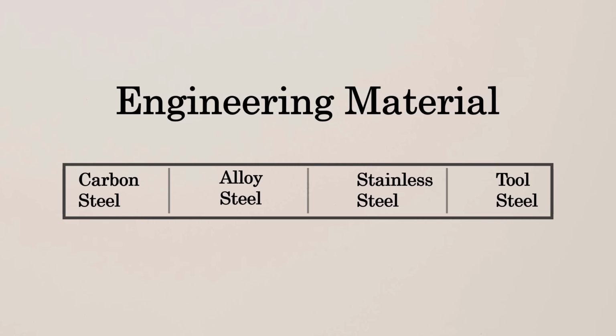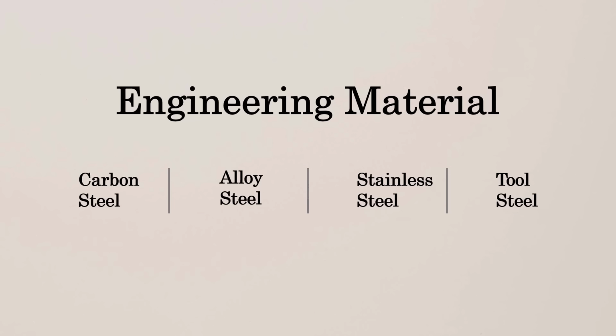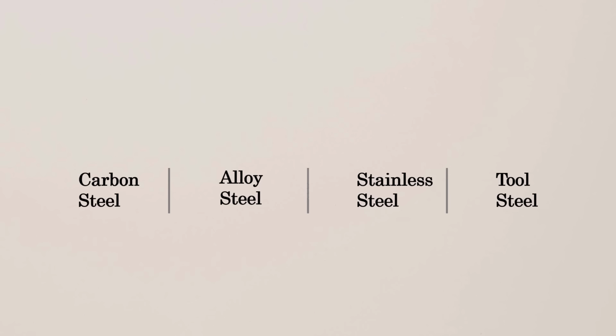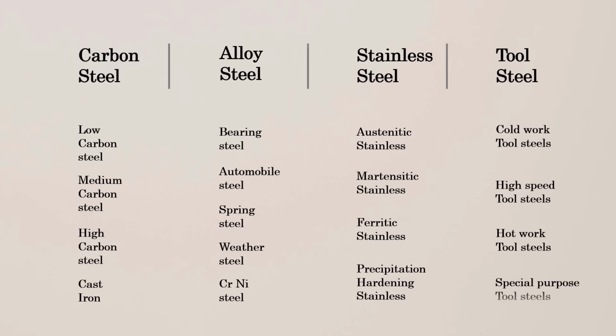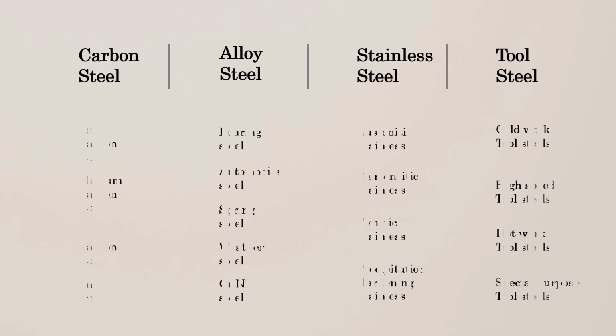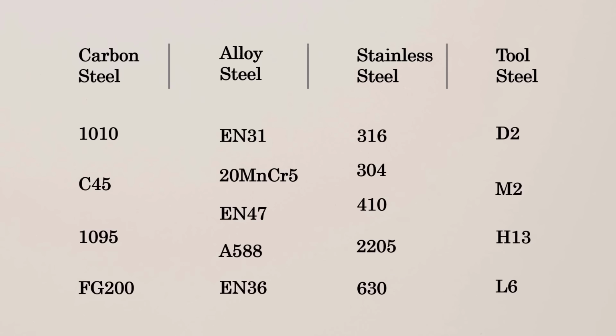In this video, first we will understand how the different types of steels are manufactured. Next, we will understand how these steels are further classified based on their application. And then finally, we will explore the popular steel grades used in industry, especially those that are commonly available in the market.